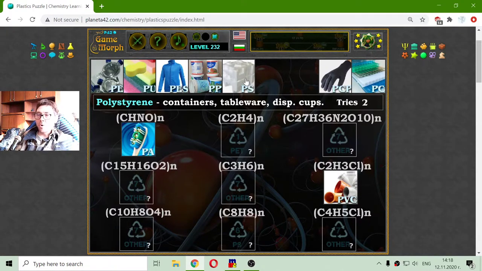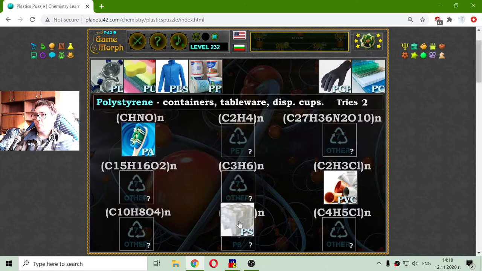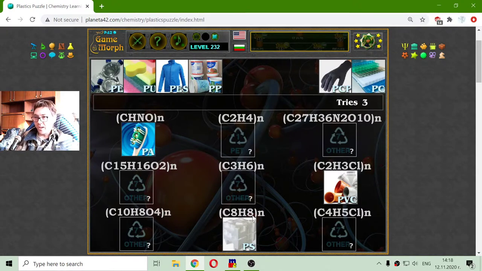The next more popular is the polystyrene. It is used for containers, tableware, and disposable cups. A lot of computer parts and other electronics come with polystyrene. Yes, I believe it is easy to remember. It is C8H8, that is 8 atoms of carbon and 8 atoms of hydrogen.